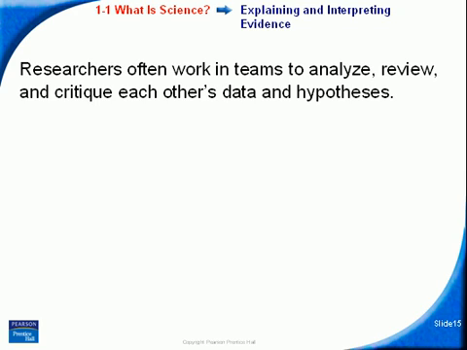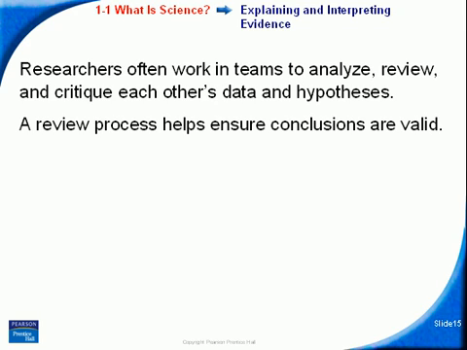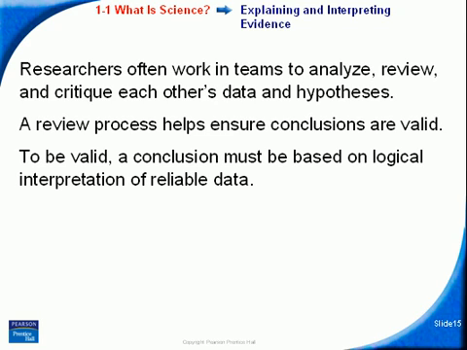Now, other ways scientists work, you're going to do this in your lab period. You're going to work in groups, work in teams, and you're going to analyze, review, and critique each other's data and hypotheses. Data or a hypothesis made by one scientist is often repeated by another scientist to confirm that that scientist's work was accurate. This is a review process, and because it's repeated and tested by other people, then we can make sure that the conclusions are valid. To be valid, a conclusion must be based on logical interpretation of reliable data. You can't just make things up.